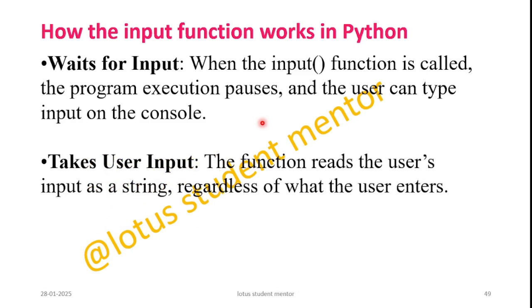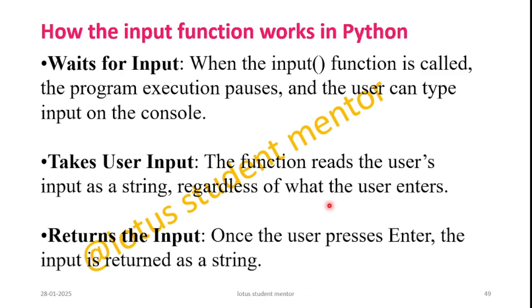The next stage is that it takes user input. After pausing, that means the pausing is waiting for taking the user input. Then the function reads the user's input as a string, regardless of what the user enters. This is very, very important. The third stage is that it returns the input. Once the user presses enter, the input is returned as a string. We'll understand better after demonstrating this step by step, then you'll understand better.